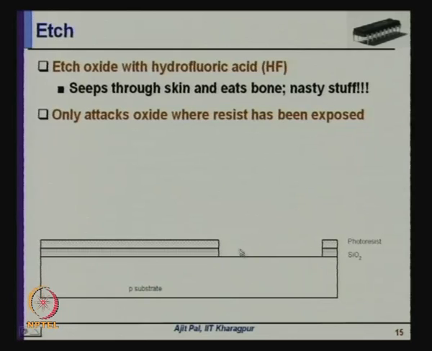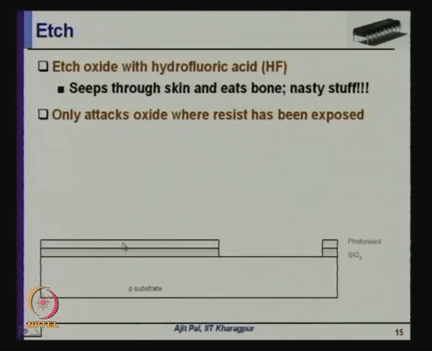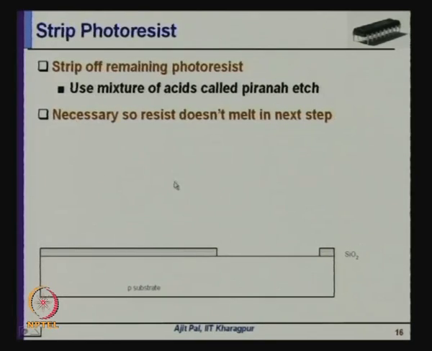So, this portion of silicon dioxide is removed, but not the top portion. Then of course, you will strip the remaining photoresist using a mixture of acids called Piranha. So, this is another etching process where you have removed the photoresist from the top of the silicon dioxide layer.